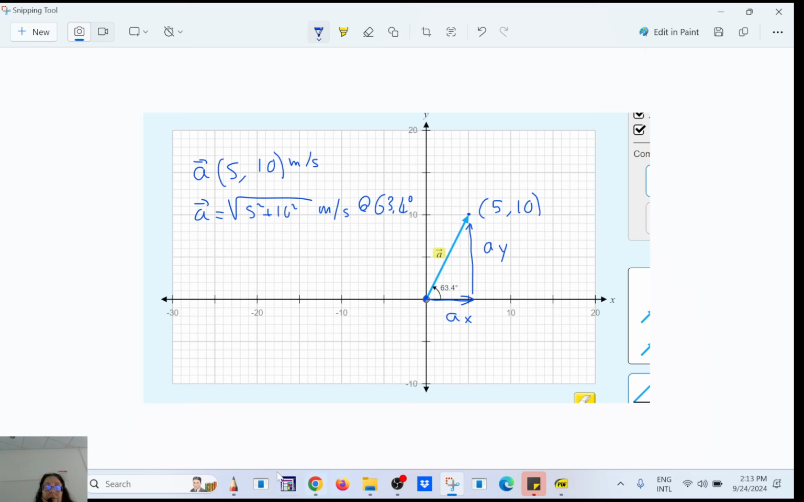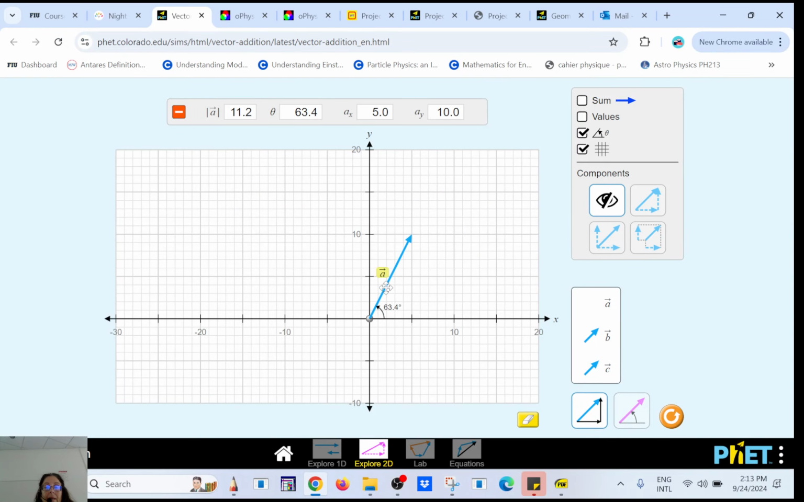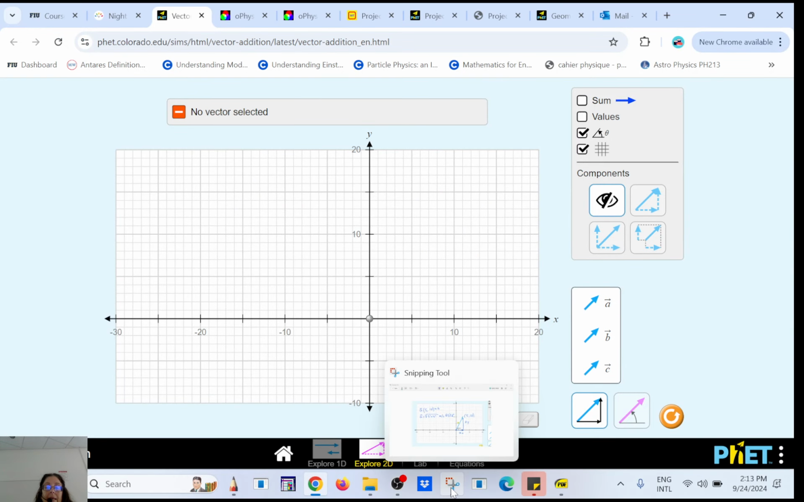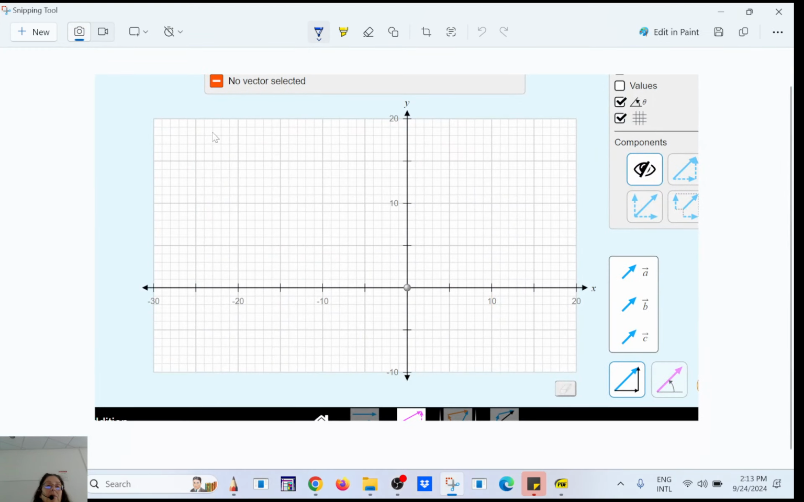So if you are given, let's remove this one. So if they say, okay, I have a vector v, minus 15 and 5.